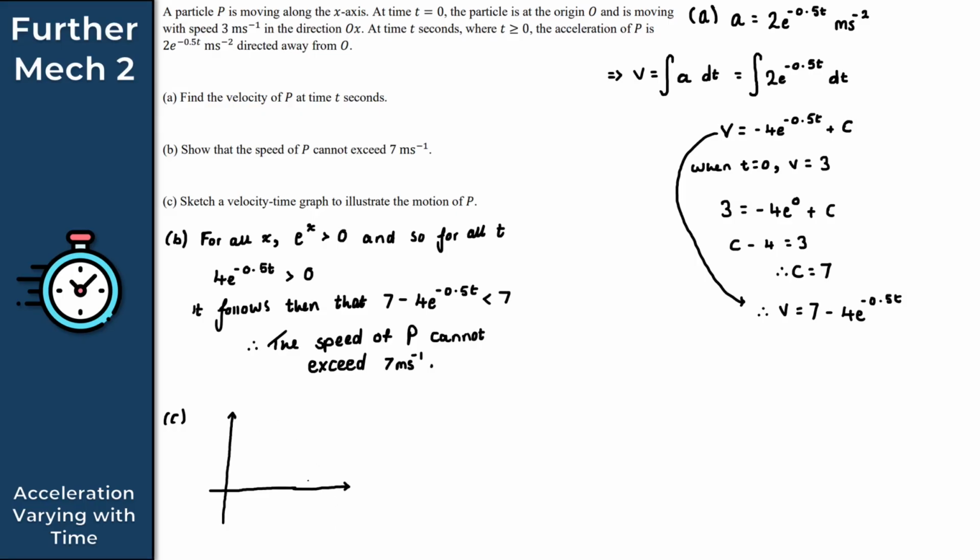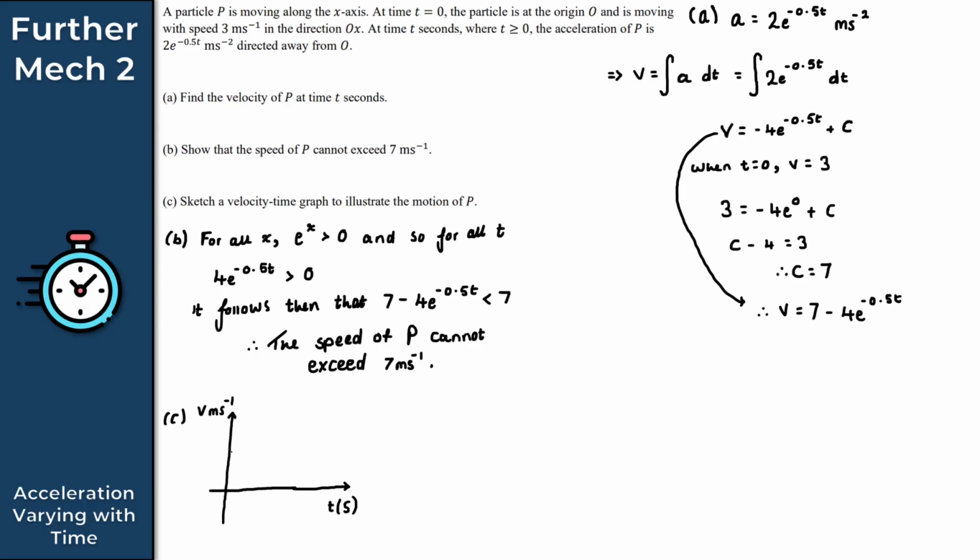So let's just label the axes here. So the horizontal axis here is for the time t, right? So it's for the time t here in seconds. And then the vertical axis here is for the speed, right? So v meters per second. And basically, all we want to do here is just sketch this function here, right? 7 minus 4e^(-0.5t).